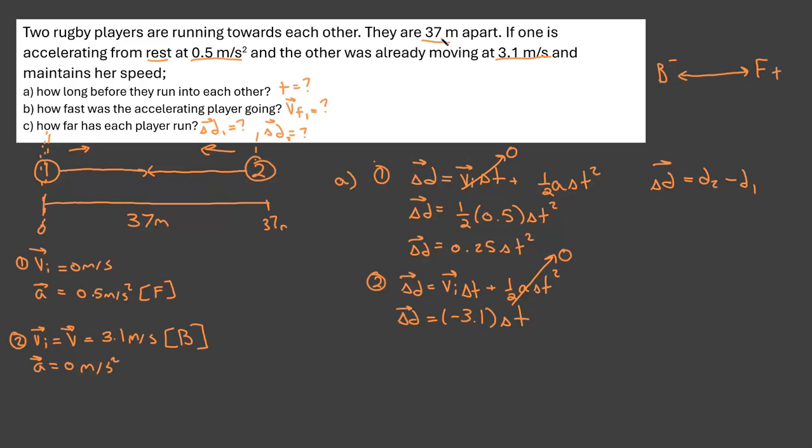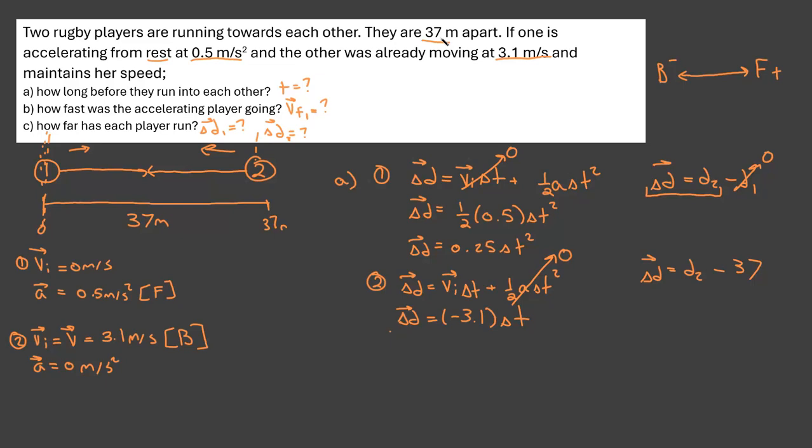So for the first player, our d1 is technically just 0 because we're starting at point 0, so our delta D is just equal to whatever D2 is, however far we've traveled. But for our second player, it's going to be a little bit different. If I make a note on the side here, we're going to have D2 minus our D1, and we know that our D1 for player 2 is 37 meters with respect to our reference point. So I'm going to need to account for that in this equation that I'm setting up here.